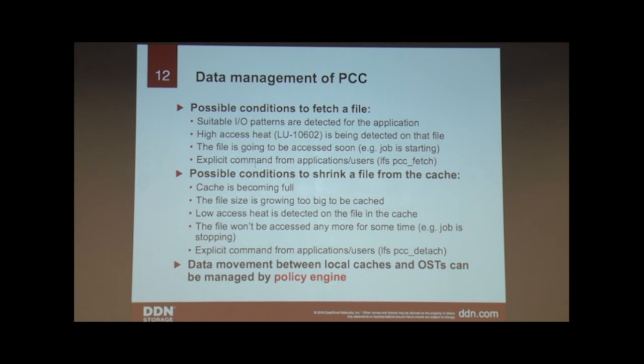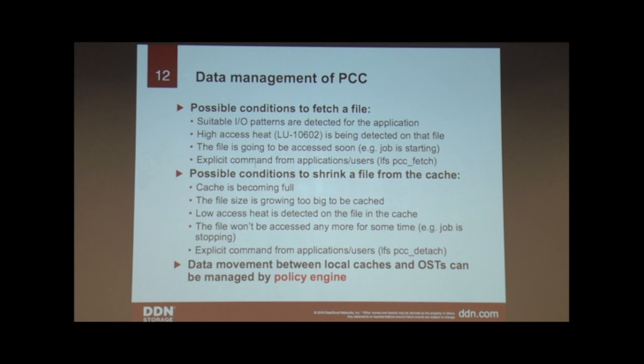And if you find that a file has very high access heat, then you can fetch that file to PCC too. So actually, we implemented the file heat feature for this purpose. File heat is basically a new attribute which you can use to check how frequently the file has been accessed in the past few seconds or few hours.